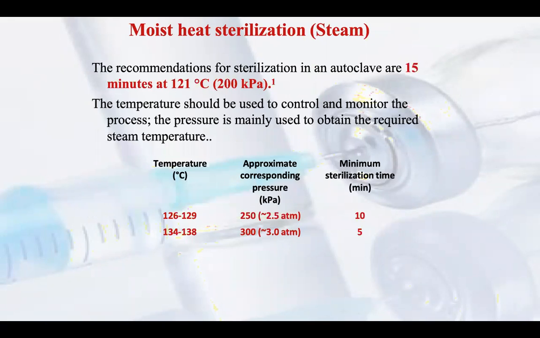Sterilization in an autoclave takes about 15 minutes, depending upon the nature of the material and how long it can be kept free from organisms. The temperature should be used to control and monitor the process. The pressure is mainly used to obtain the required steam temperature, from 121 to 126, 134. So the approximate corresponding pressure depends upon how it is worked.